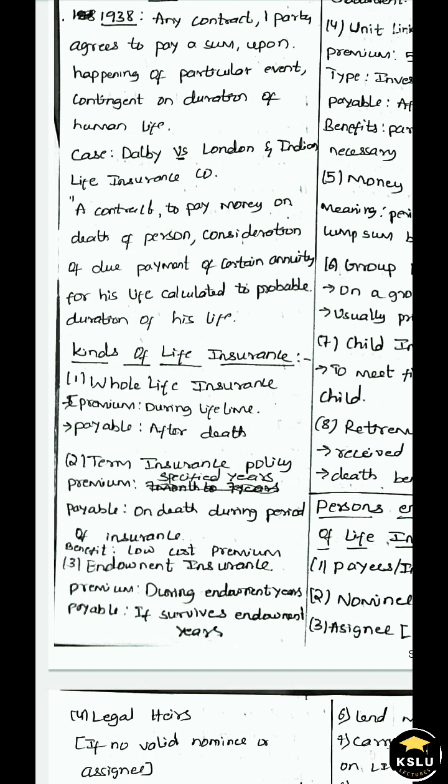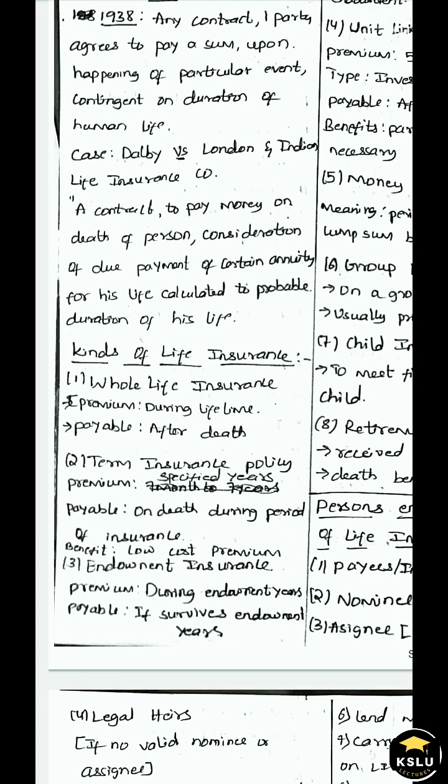For example, if he has taken the term insurance policy for 10 years, and if he dies only within this 10 years, he will get the claim. If he dies after the completion of 10 years, then he will not get any claim. So this is term insurance policy. The benefit in term insurance policy is the premium cost is very low compared to whole life insurance policy.